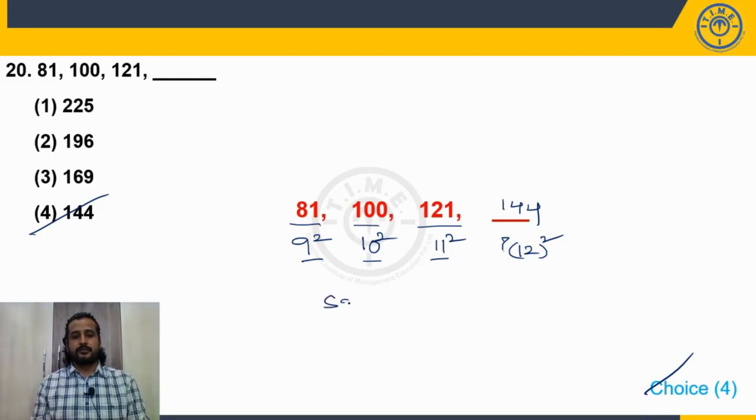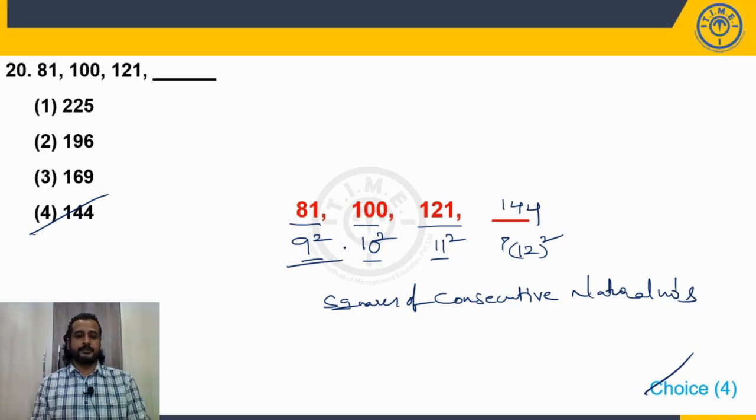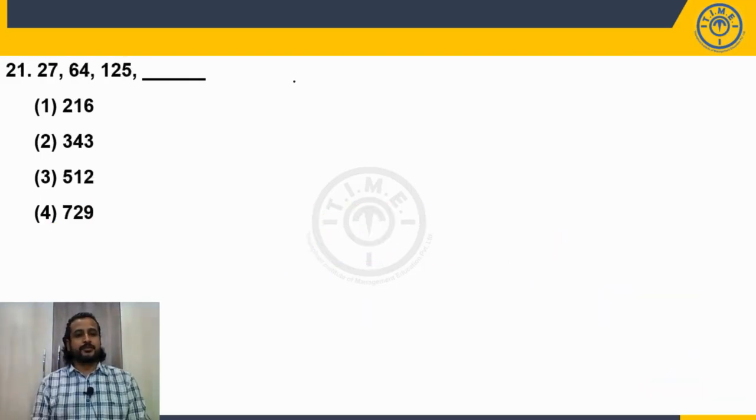Consecutive squares of consecutive natural numbers. Squares of consecutive natural numbers starting from 9. Clear? Let's see question number 21. What are the given numbers? 27, 64, 125. Can you recognize these numbers?